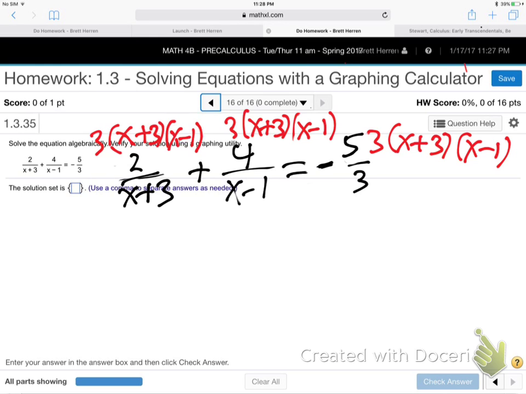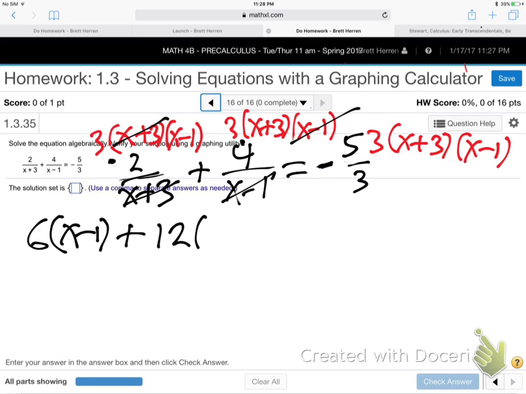And then what do you do? You cross cancel whatever matches. The x plus 3's cancel in the first fraction. You multiply what's left over. What's left over? 3 times 2, 6, and the x minus 1. Plus, what cancels in the middle fraction? The x minus 1's. What's left over? 3 times 4, 12, and the x plus 3. Okay, on the right fraction, the 3's cancel. What's left over? Negative 5.